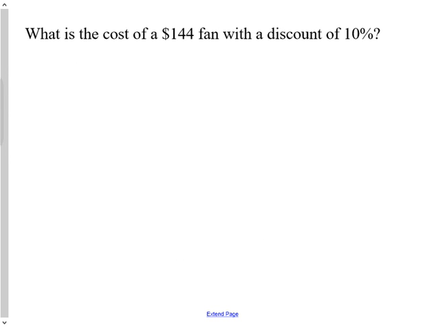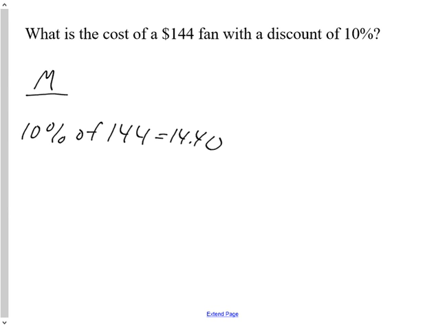Now we get on to some different ones. Here we have a question that says the cost of a $144 fan with a discount this time of 10%. So if you think about this as a mental math question, 10% of 144 is move the decimal one spot, so it's $14.40. If that's a discount, we take our $144 fan and subtract $14.40.